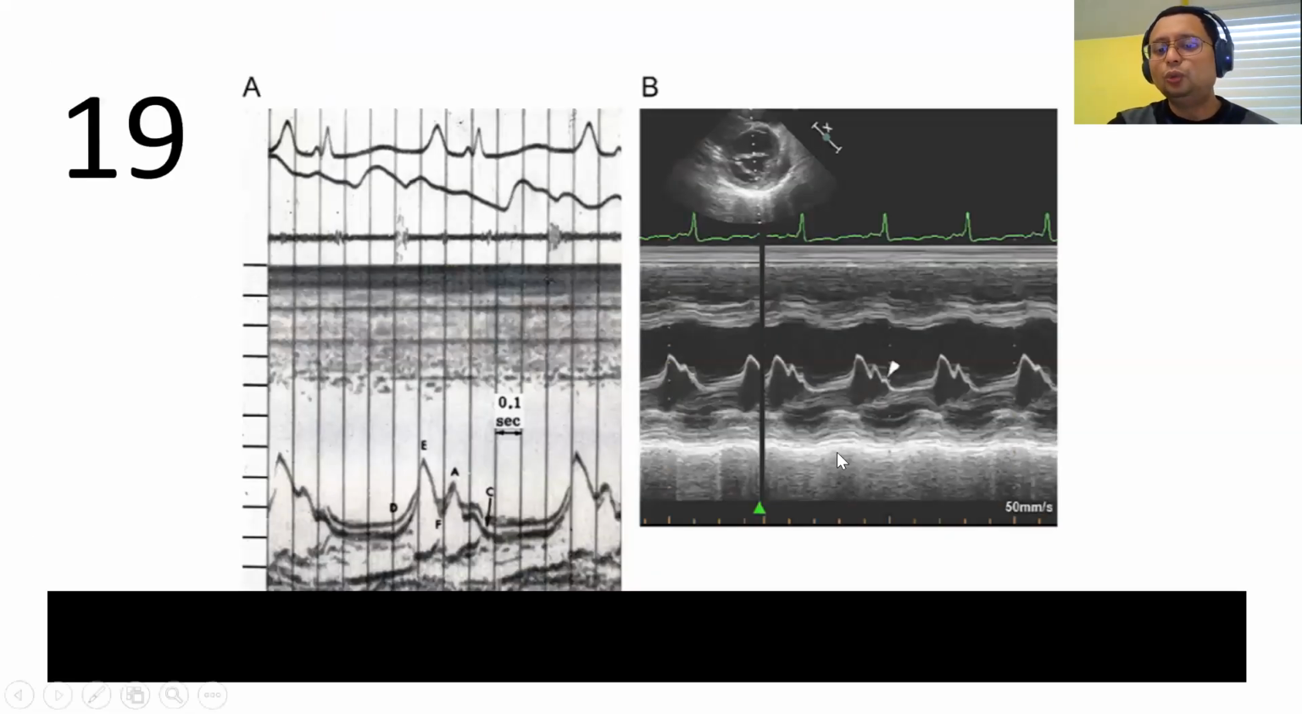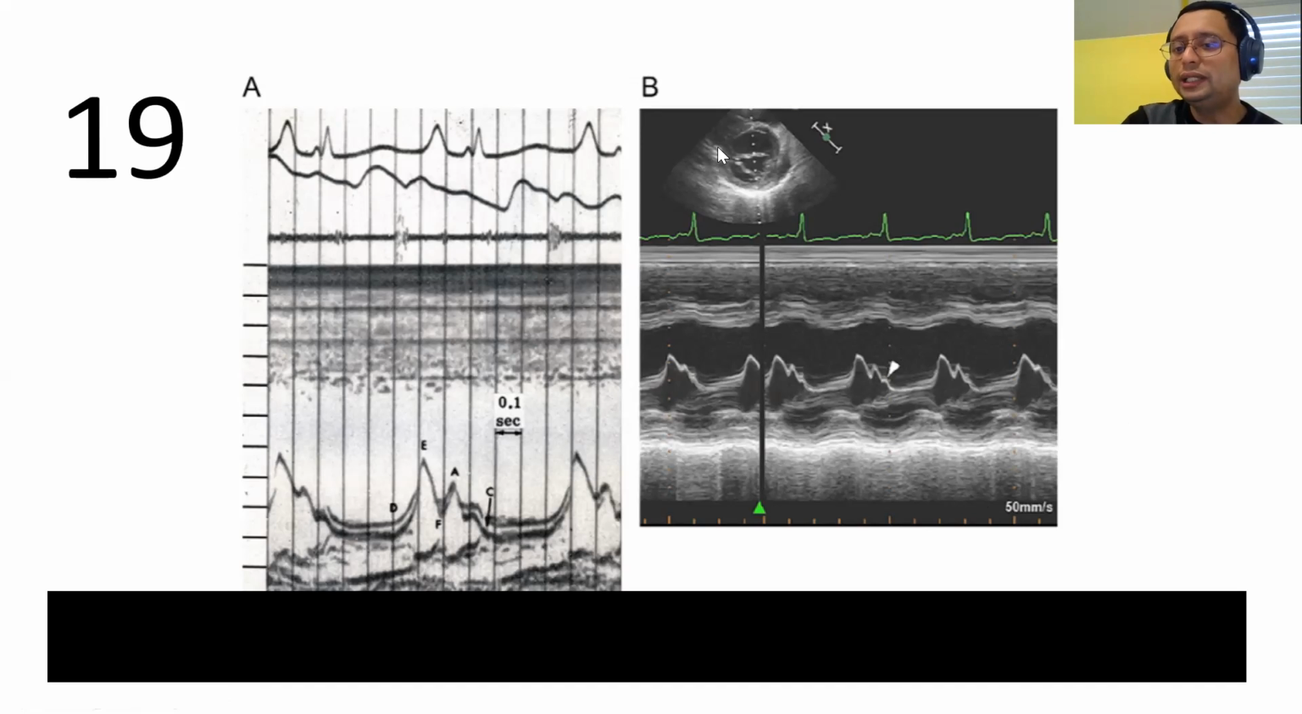All right, so what about this one? Okay, so what is this? You can see in this patient, you have D point, E point, F point, A point, C point, but there is something in between A and C. There is something there. So what is that? That is the B bump. So what is the B bump? B bump is a very specific marker for increased left ventricular end-diastolic pressure.